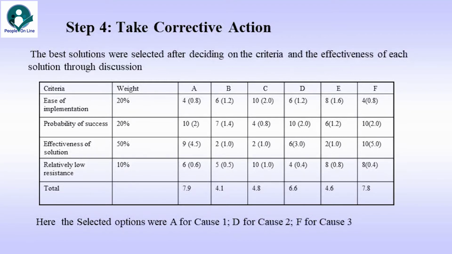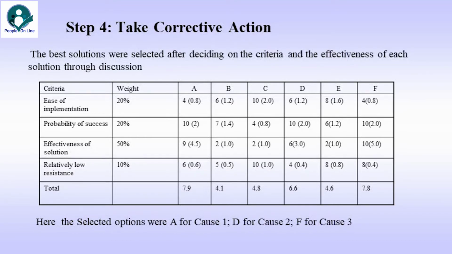Step 4. Take corrective action. The best solutions were selected after deciding on the criteria and the effectiveness of each solution through discussion. So, 4 sets of criteria were put up for consideration: ease of implementation, probability of success, effectiveness of solution, and relatively low resistance. And the weightages were 20, 20, 50, and 10. And the 6 solutions were evaluated using the laid down criteria, the weightage, and the points were arrived at through discussion.